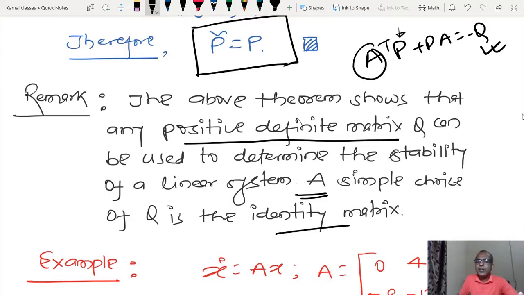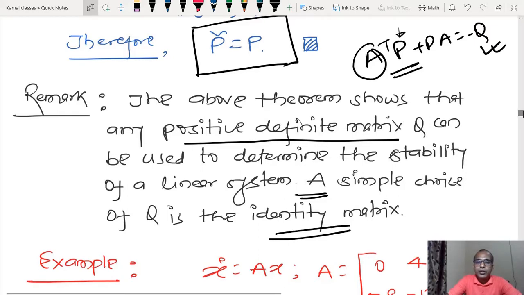Due to that reason, whenever you have this kind of problem, you can fix Q as identity. A you already know, so easily you are able to construct a Lyapunov function for any linear system, at least a linear time invariant system. Now I am talking about that. After that I will extend it to linear time varying systems.